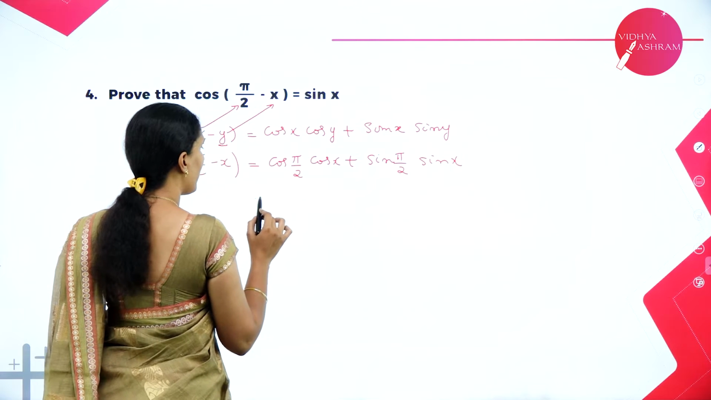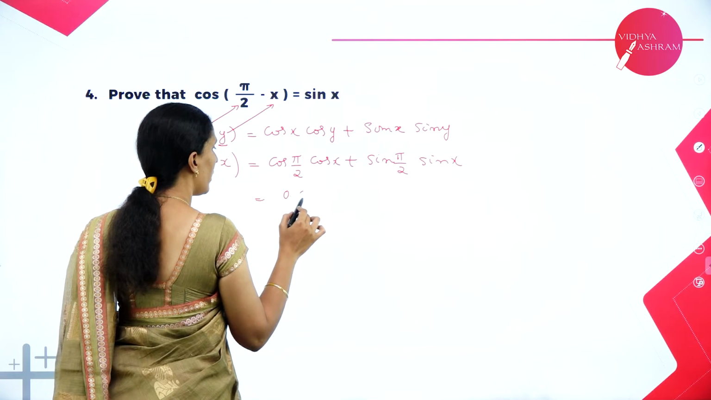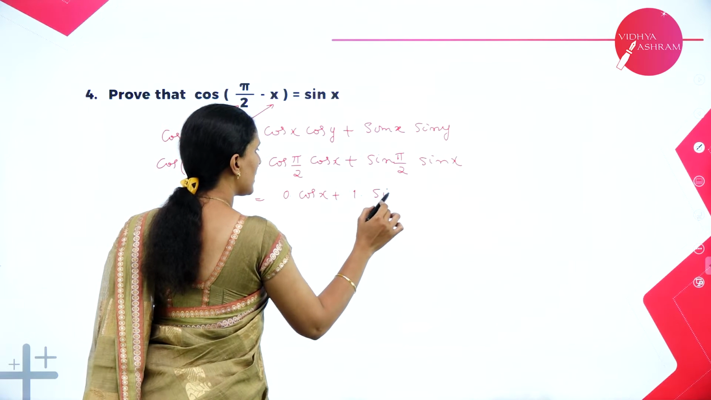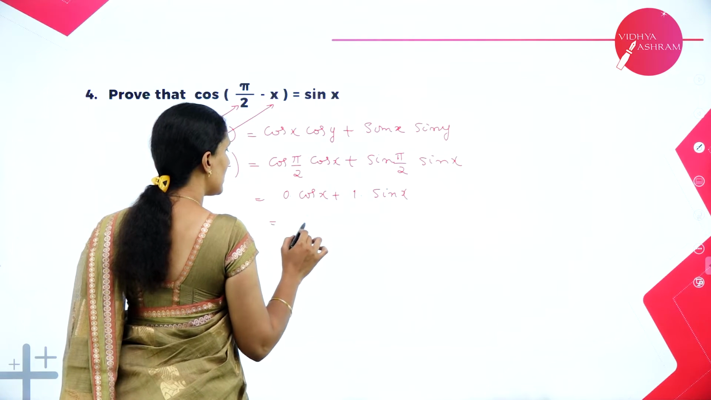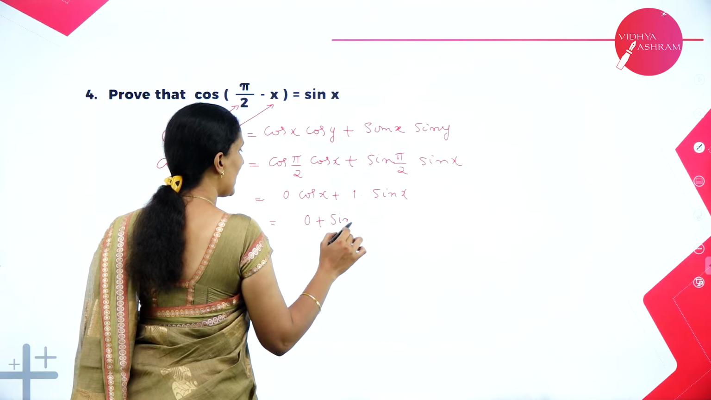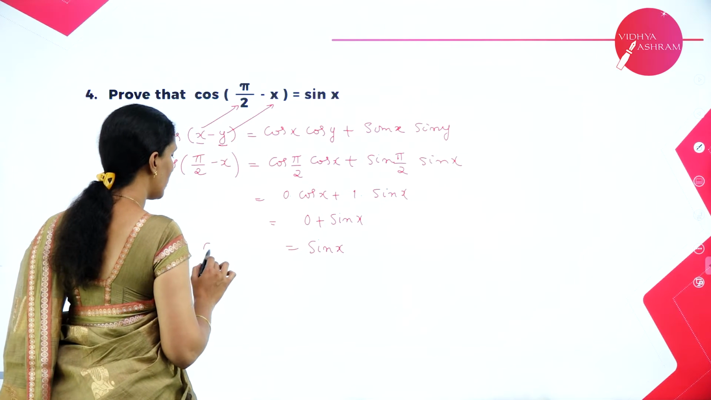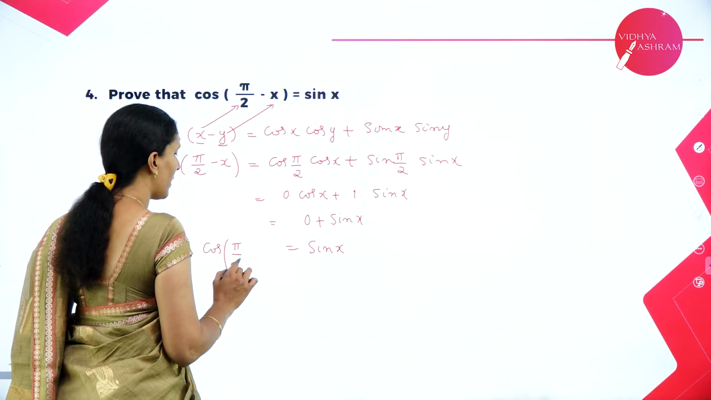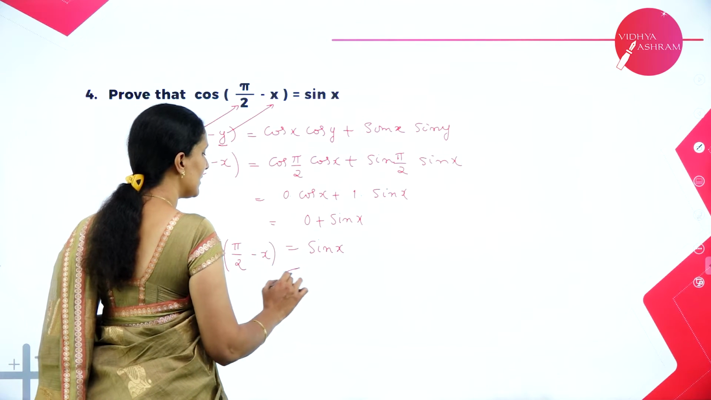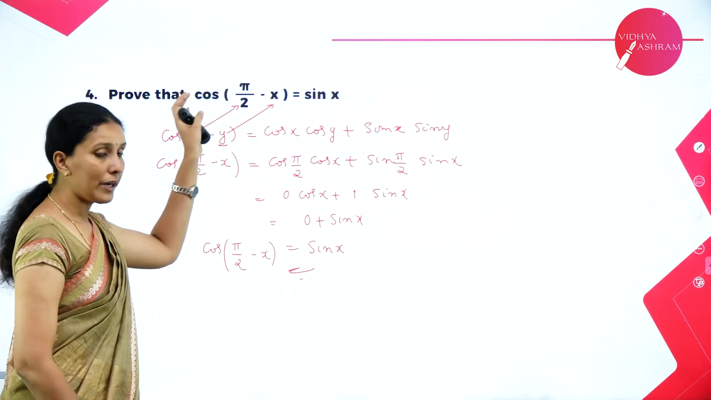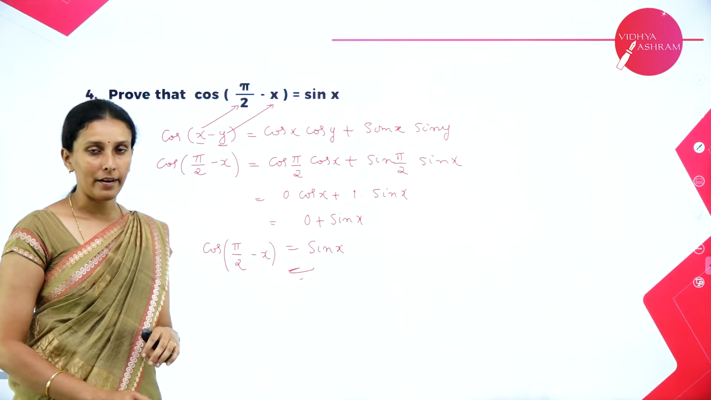So what is cos pi by 2? 0. So 0 into cos x. What is sin pi by 2? 1. 1 into sin x. So therefore 0 plus sin x, which will get you sin x. So that is cos(pi/2 minus x) is sin x. Similarly, we can also get cos(pi/2 plus x) as minus sin x.